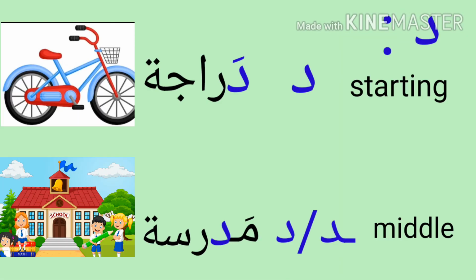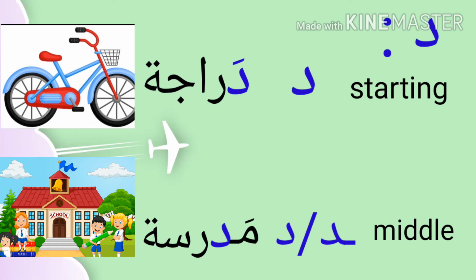In the case of the letter Dal, it joins in two different ways. That is, as you can see in the first example, Daraja, Da joins as the initial letter. But in the case of the second example, Madrasa, Da joins as a middle joining letter. But it can also join as the normal ending letter.